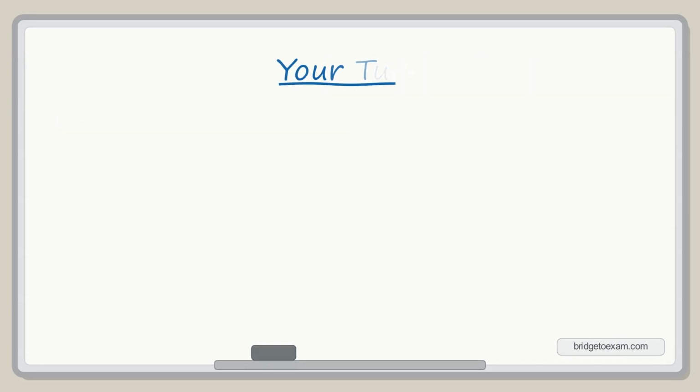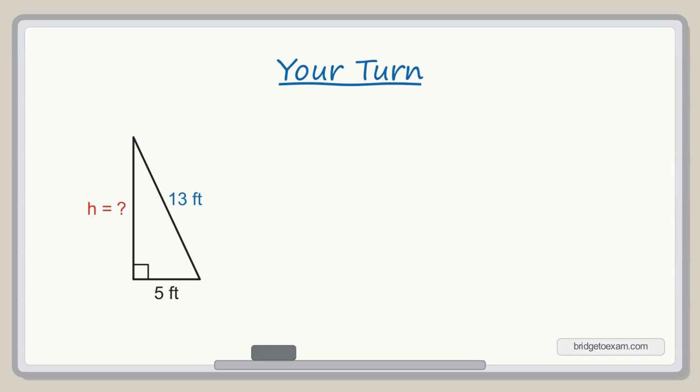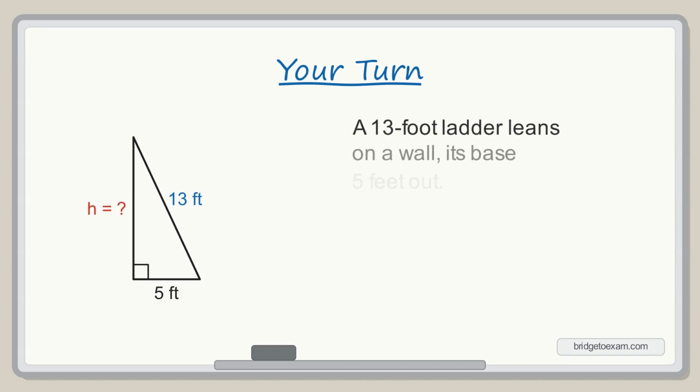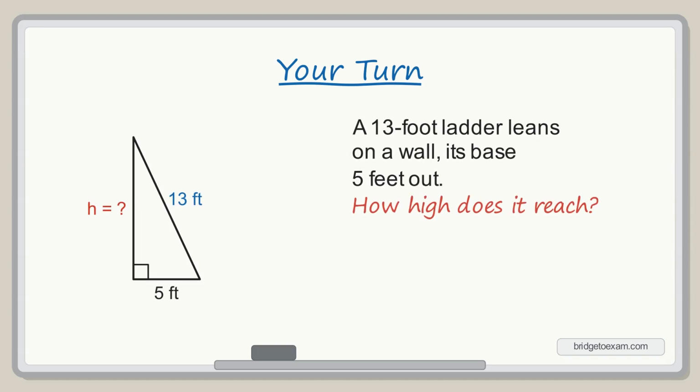Your turn. A 13-foot ladder leans against a wall, with its base 5 feet away from the wall. How high up the wall does the ladder reach? Pause the video, draw the right triangle, and solve.